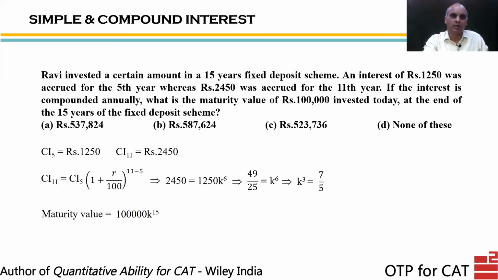Maturity value will be principal into k to the power 15 because time period given is 15 years. So we get 10 to the power 5 into k to the power 15. I can break it as k cube to the power 5. And that means now I can replace k cube by the value 7 by 5. And we get this expression, which upon solving gives me finally 5,37,824. And so the correct answer is A option.